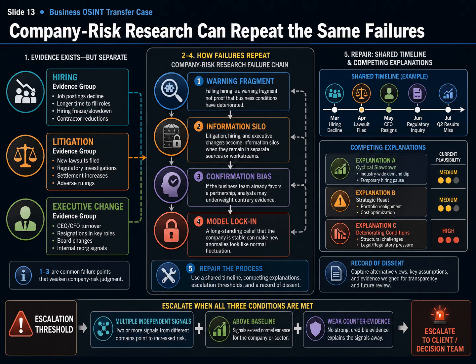The repair is concrete. Combine the evidence on one timeline. Keep at least two competing explanations. Set escalation thresholds before the result is known, and record dissent. A rule such as several independent source types deteriorate and move beyond the 12-month baseline is more disciplined than reacting to one bad headline or explaining every anomaly away.